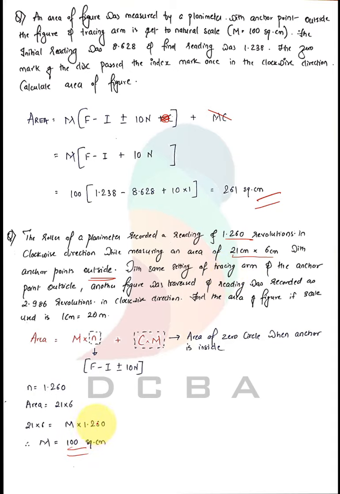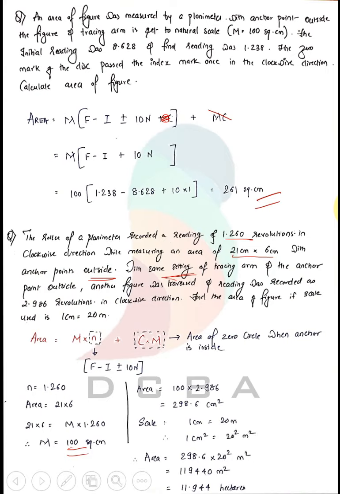So this data was only given to find that value of m. Using this value of m, because we are not changing our planimeter, we are using the same planimeter, we need to find the other area with the same settings as they have mentioned here. What they are saying is that a figure was traversed and the reading was recorded as 2.986 revolutions in clockwise direction. So again, this area is 100 into 2.986, which is equal to 298.6 centimeter square.